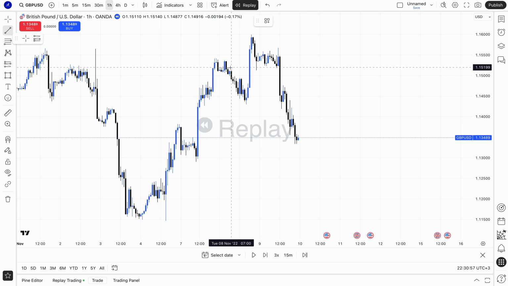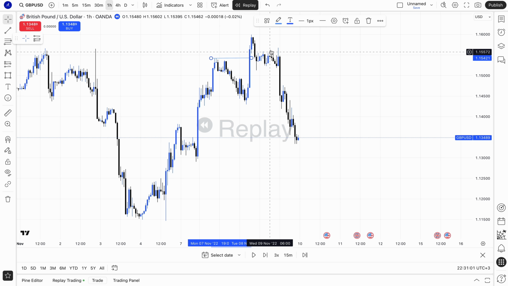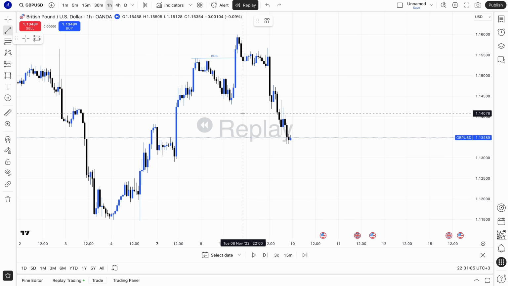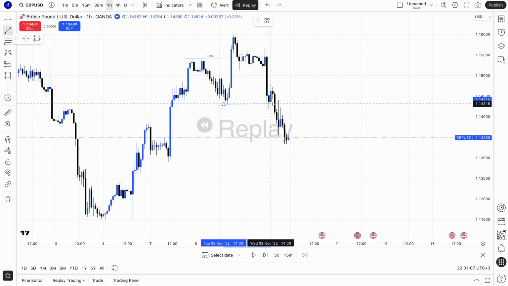You can see how the breakout structure to the upside. And then the change of character to the downside.